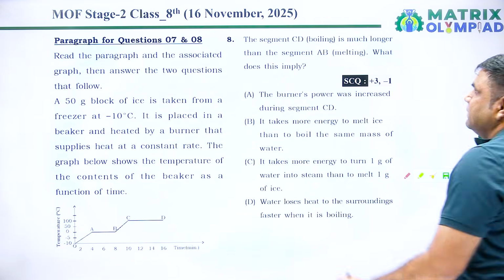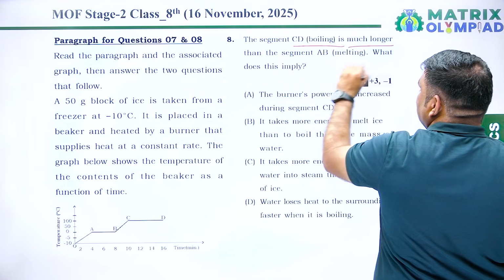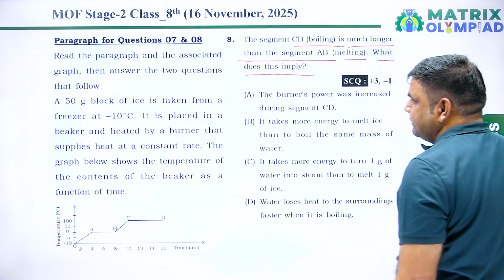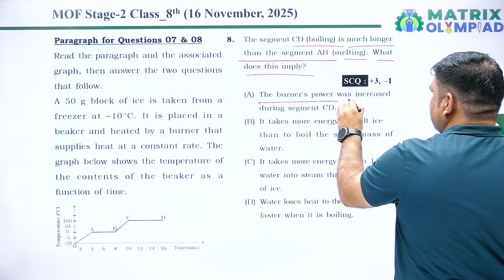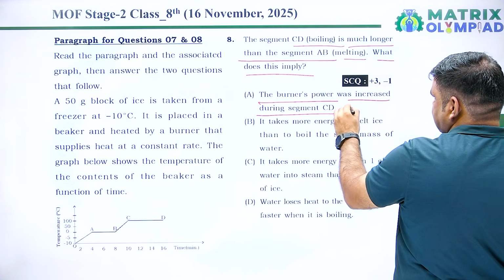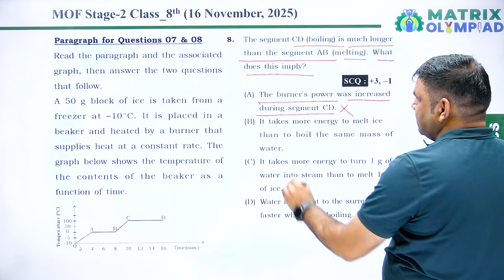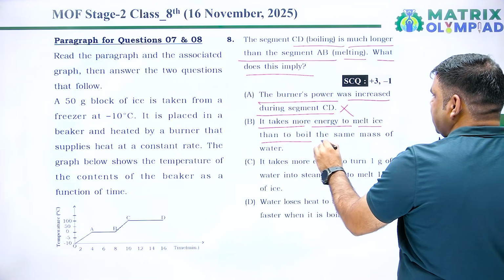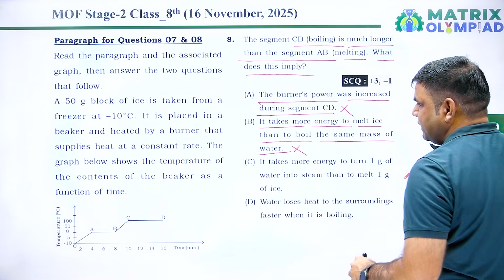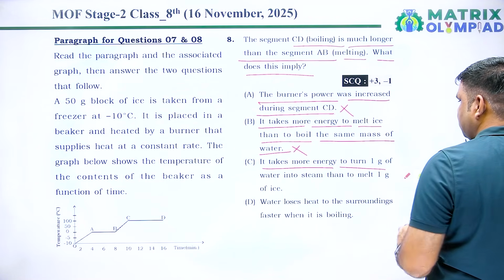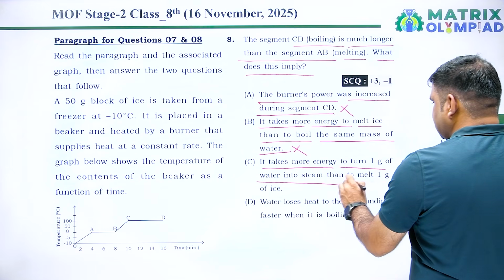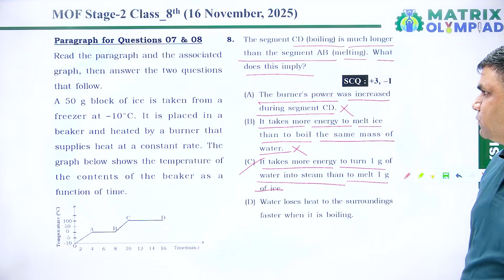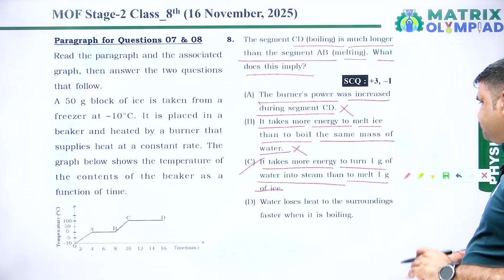In question number 8, the segment CD boiling is much longer than the segment AB melting. What does this imply? The options are, the burner's power was increased during segment CD. No, this is incorrect. It takes more energy to melt ice than to boil the same mass of water. That is also incorrect. It takes more energy to turn 1 gram of water into steam than to melt 1 gram of ice. Yes, this is the correct answer for question number 8. So C will be the correct option for question number 8.